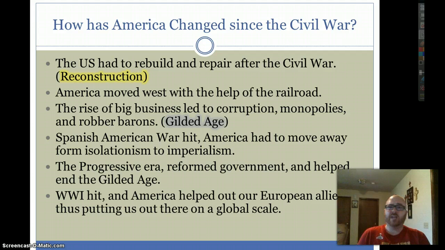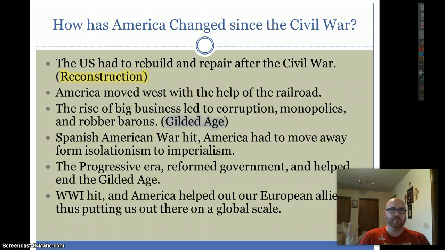During the same time period, we have the rise of big business. We have laissez-faire government, so we're allowing big business to run roughshod over America. That led to corruption and monopolies, robber barons or captains of industry such as Rockefeller and Carnegie. This is called the Gilded Age, coined by Mark Twain: things that maybe shine on the surface, but underneath it's kind of crummy.